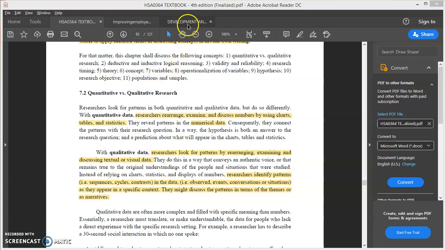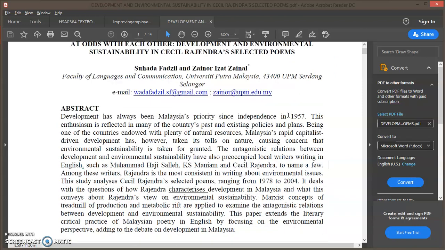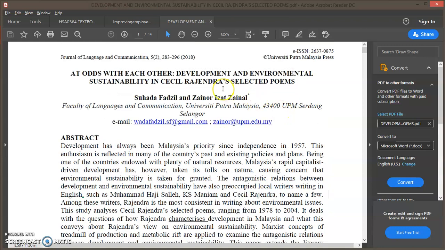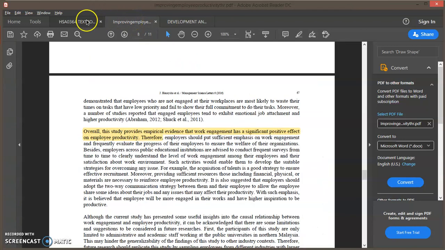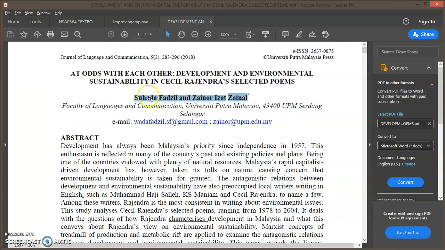Okay, so we've seen this research before. This is the research about Cecil Rajendra's environmental poems. Instead of having numbers to analyze the poems, the researchers give an authentic voice to the research. So this is what the researchers, Suhada Fazil and Izzat Zainal, did: understand what Cecil Rajendra's poems are about in terms of environmental sustainability.